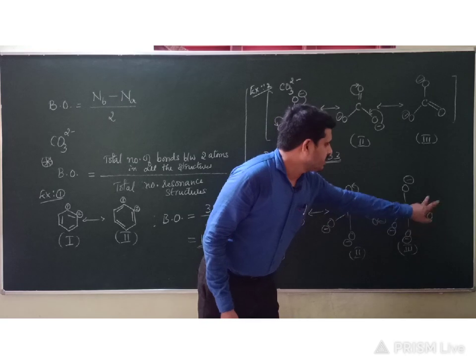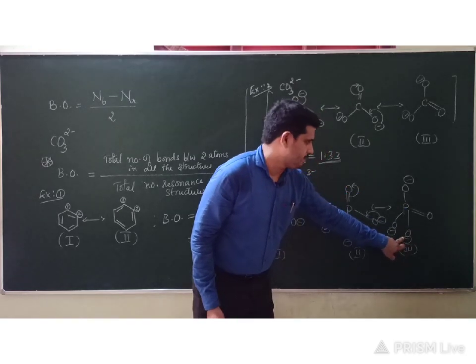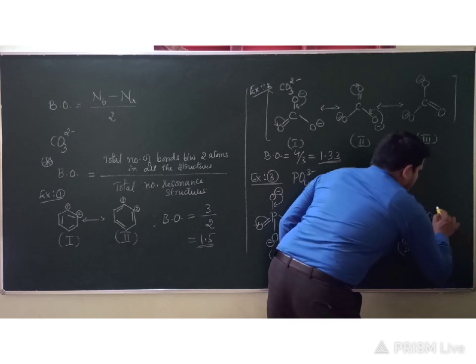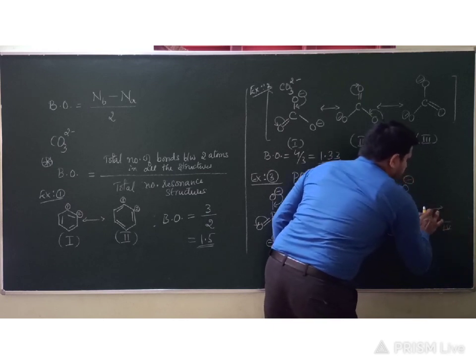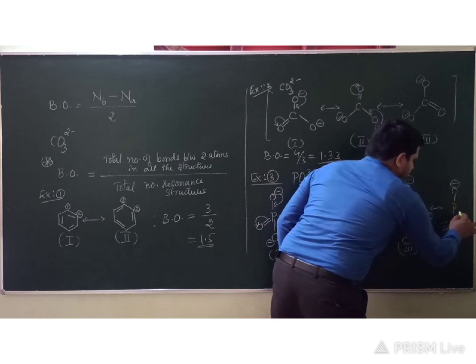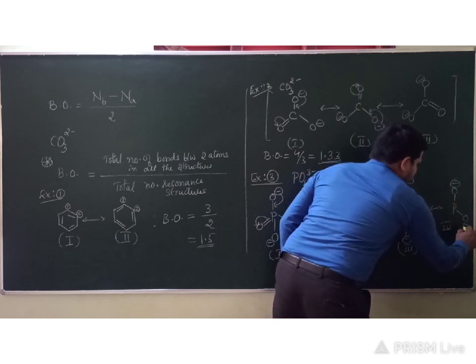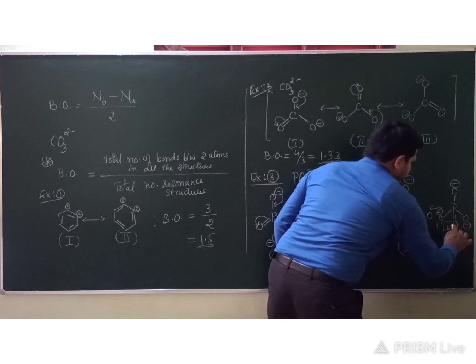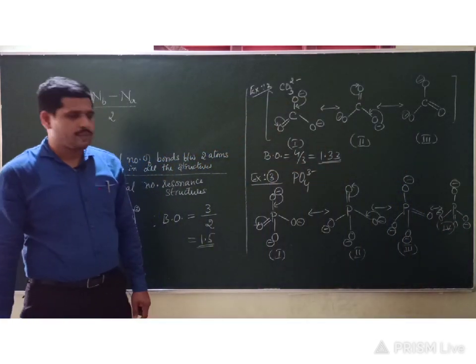How you shift this and bring the double bond here. Is that okay? So the fourth structure is to be written. I'll write symbolically here, phosphorus minus, here minus charge, now here double bond O and O minus. That is the fourth structure.